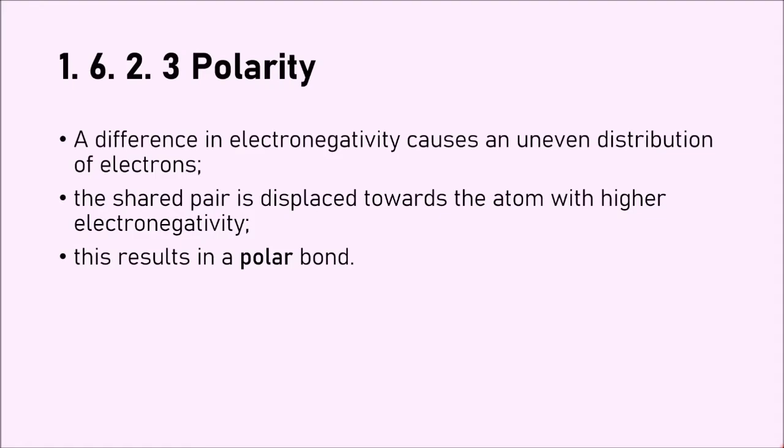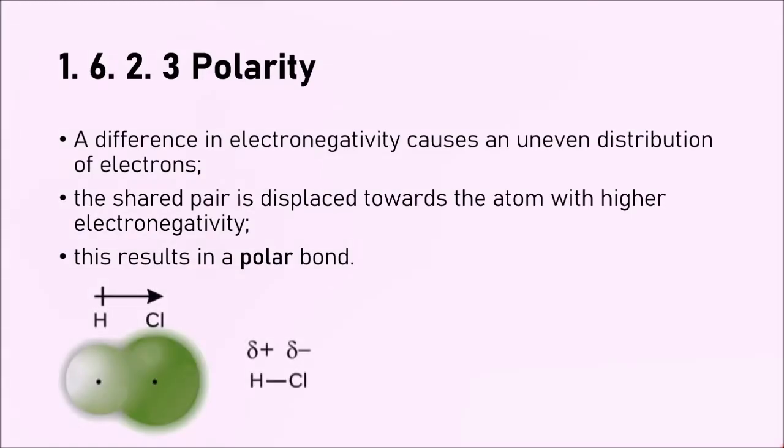If it's just a normal covalent bond, a pure covalent bond, then the bonded pair of electrons are right in the middle between the two atoms. There's no difference in electronegativity between the two atoms, therefore these two electrons remain in the middle. This is what I mean with the electron cloud.